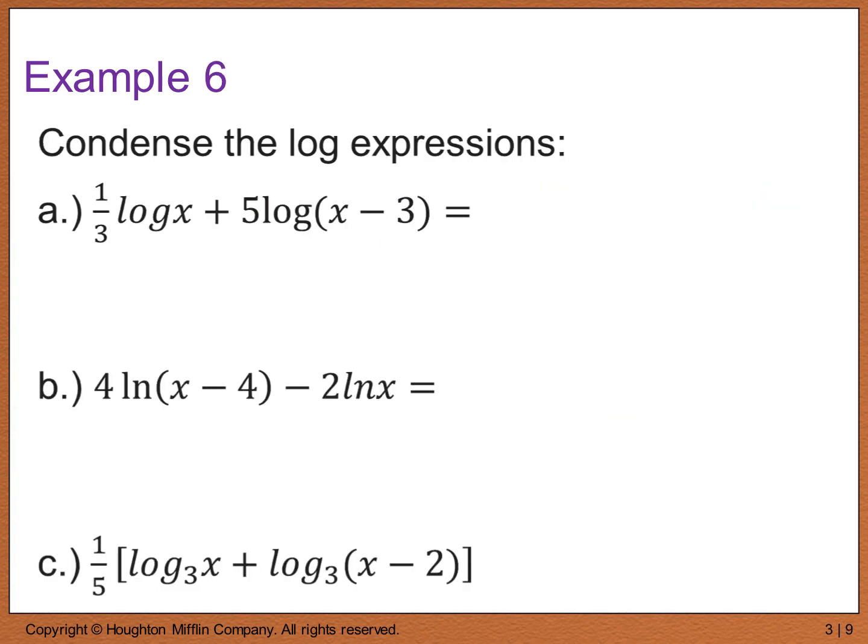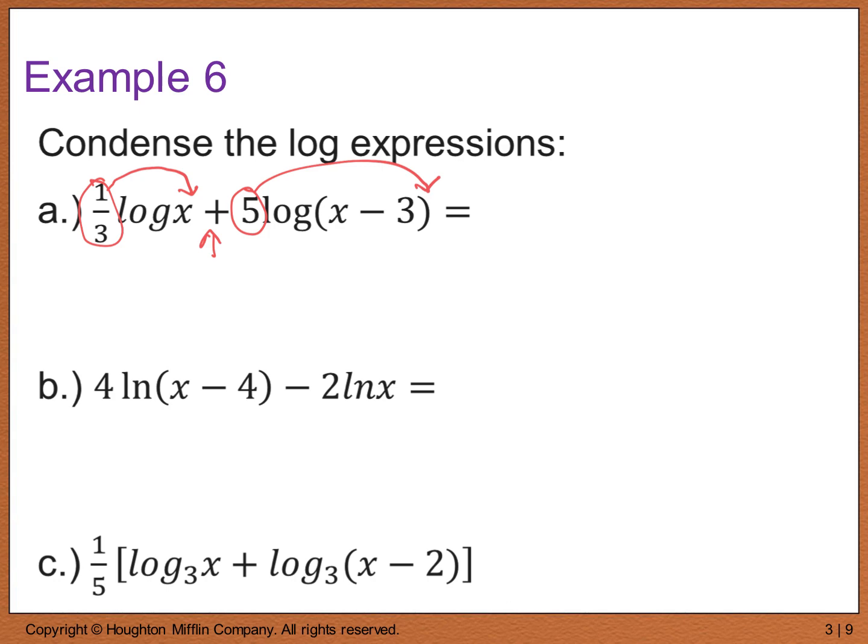Okay, so for our last two examples, we're actually going to go in the opposite direction. We're going to do what we call condensing. So when I condense, I'm going to end up with just one log function. So this is kind of like undoing what we've done in the previous two examples. The first thing I'm going to do is pull up any coefficients. So I see that this 1/3 really was an exponent on x, just like 5 was an exponent on the quantity of x minus 3. I also know that this plus here tells me that I had multiplication.